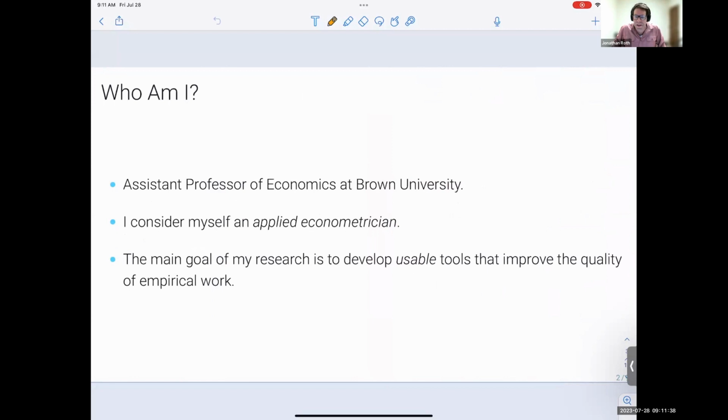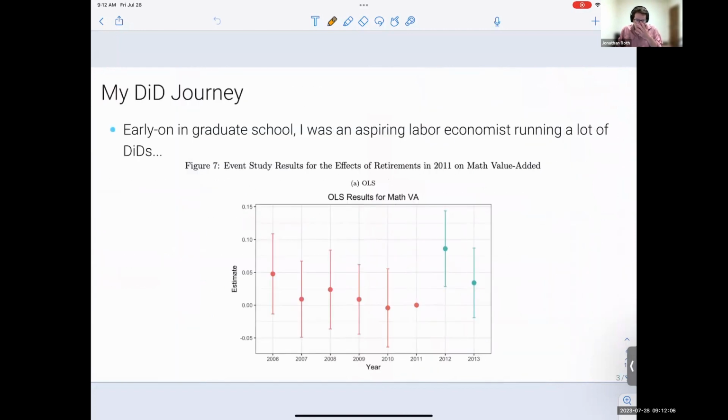Before I start talking to you, it's always helpful for you to have a little more background on who I am and what I can tell you about. As Paul mentioned, I'm an assistant professor at Brown, and I consider myself an applied econometrician. The main goal of my research is to develop usable tools that can improve the quality and transparency of empirical work. To give you some background on how I got into this field, early on in graduate school, I was not really an econometrician. I was interested in econometrics, but my primary focus was labor economics.